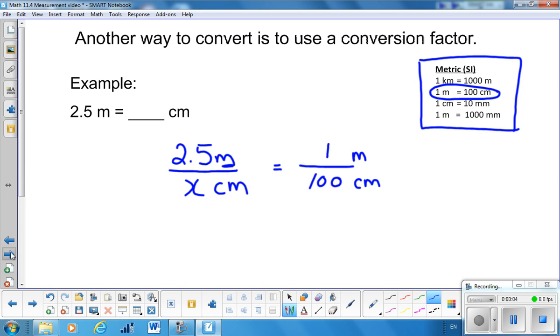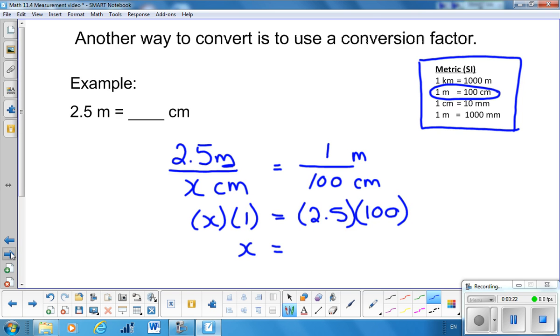Now we can solve by cross multiplying. If I multiply x times 1, it has to be equal to 2.5 times 100. Well, x times 1 is x, and 2.5 times 100 is 250. So 2.5 meters is equal to 250 centimeters.